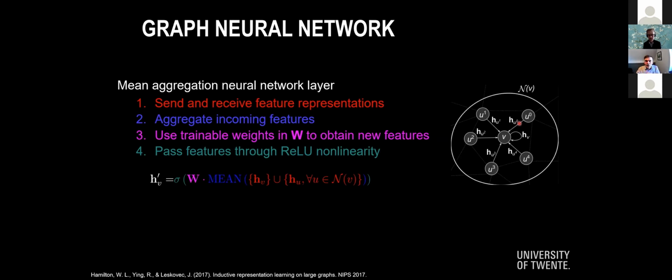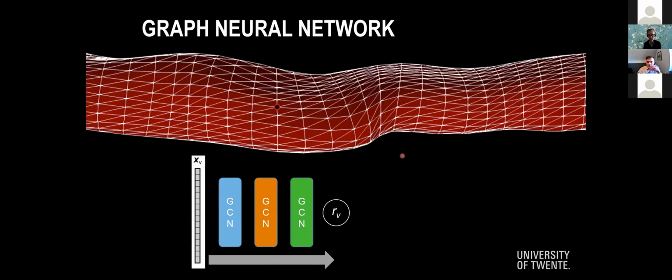This is a graph neural network layer that we used, which is based on the GraphSAGE layer, where you have, again, a one-ring neighborhood for each vertex phi. And you combine the information from the different neighbors in 4 steps. Again, send and receive the representations, aggregate those using a mean operation, and then use trainable weights just like in a normal linear layer to obtain new features and pass those through a nonlinearity. And again, here we use a 3-layer graph convolutional network where you see that by adding these layers, we increase the receptive field on the mesh that is used to make a prediction for an individual vertex.